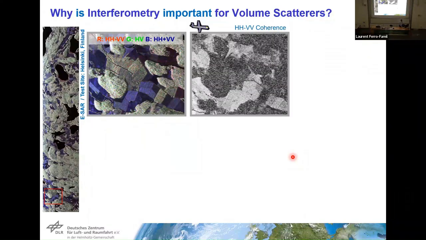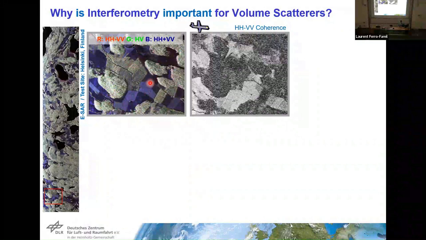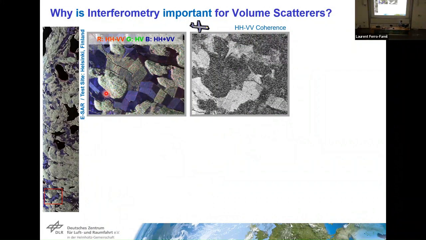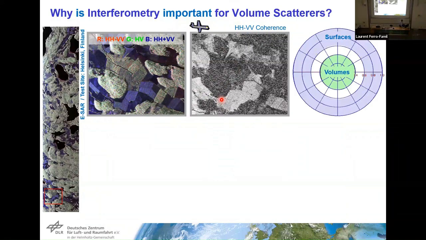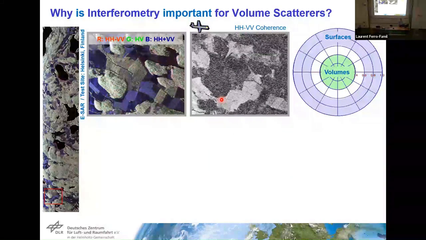This is also the case if you have a polarimetric acquisition and you calculate the coherence between HH and VV. Here you have the Pauli. From the Pauli, you understand that in this scene you have some fields, more or less bare fields, and then here you have forest, so a volume. If you calculate the HH-VV coherence, of course, you can distinguish what is soil and what is forest. But then what happens? Inside the forest, you cannot do anything or almost anything.